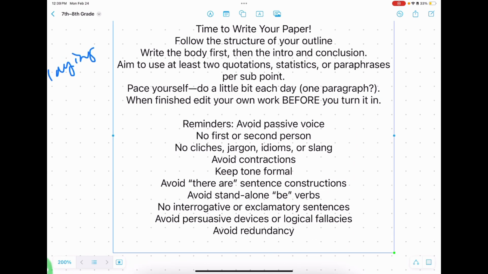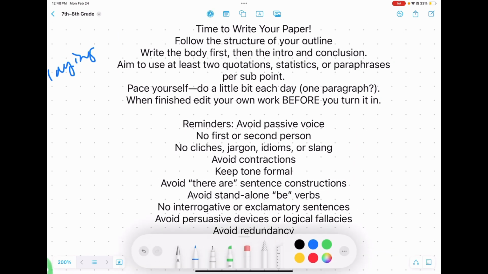Here's what we're going to do. First, we are going to follow the structure of our outline. So it's really important. I've seen people write really good outlines and then they just ignore it and write a paper. And it is just so disappointing. Put all this work into your outline and then you ignore it. The outline is the roadmap. It's the framework. It's so essential.